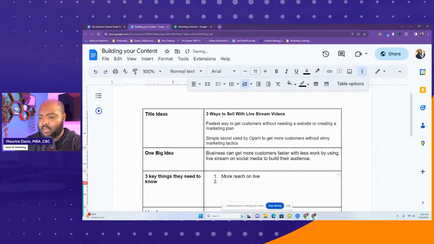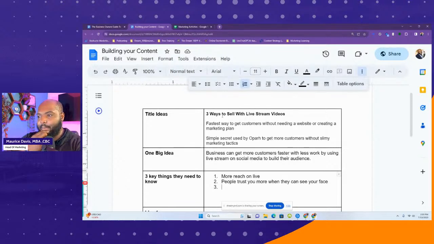The second is people trust you more. They can see your face, right? So these are the big things that they need to buy into or believe in order for them to kind of wrap their mind around like this is the best way, right? More reach on live. People trust you more when they can see your face.